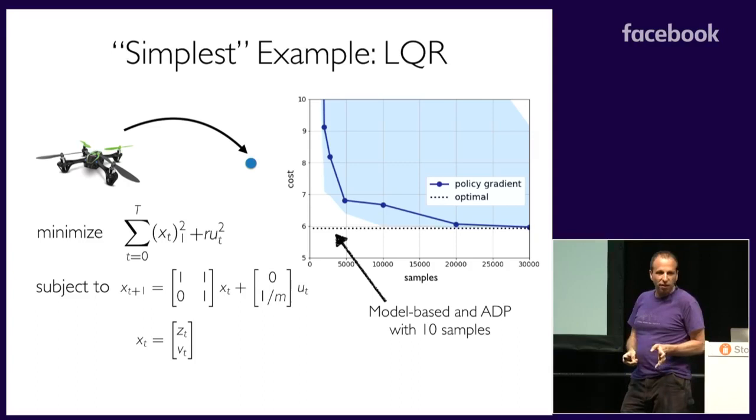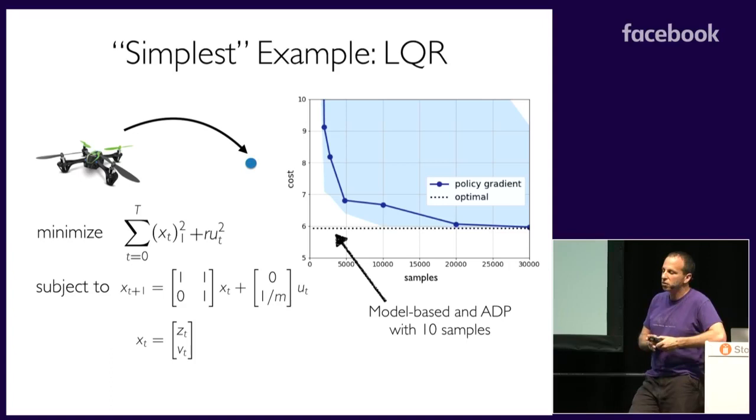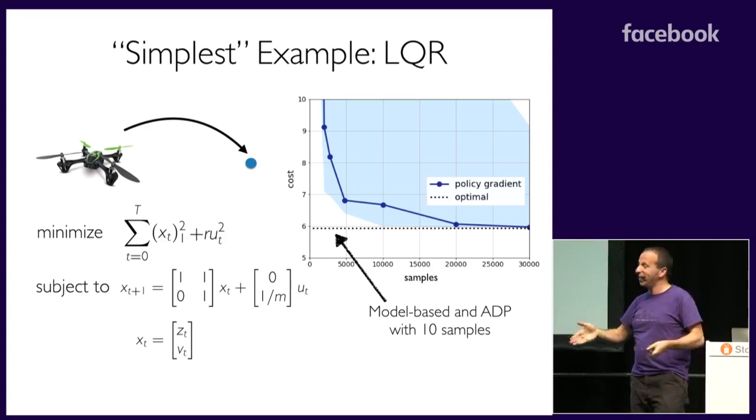And similarly, for approximate dynamic programming, I implemented what was called least squares policy iteration, from a nice paper by Lagoudakis and somebody whose name I'm forgetting. But it's fairly straightforward. That also achieves this line. Okay, 10 samples. So there's this weird gap here where the policy gradient is.